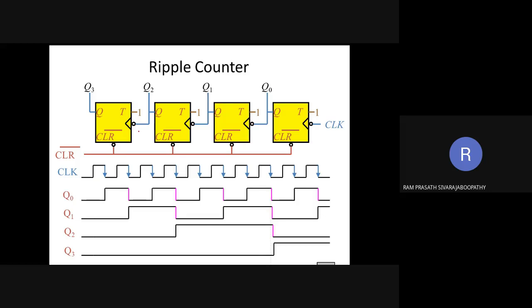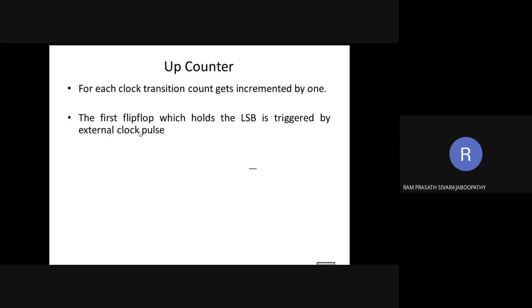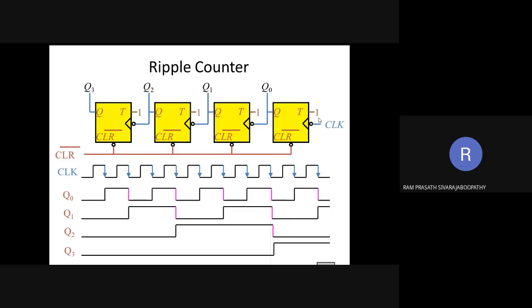If I want to implement the same with a positive edge triggered flip flop, what do we have to do? Let me discuss. Here, up counter means for each clock transition the count gets incremented by 1. So we are going to implement the up counter using the asynchronous counter. The first flip flop, which holds the LSB, is triggered by the external clock pulse. Here you can see the LSB flip flop is triggered by clock 1.